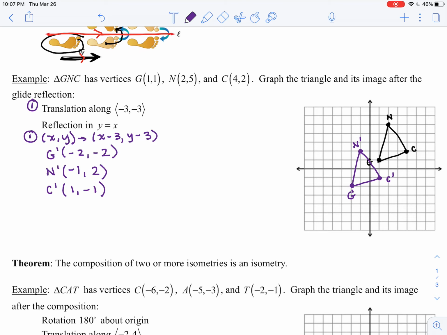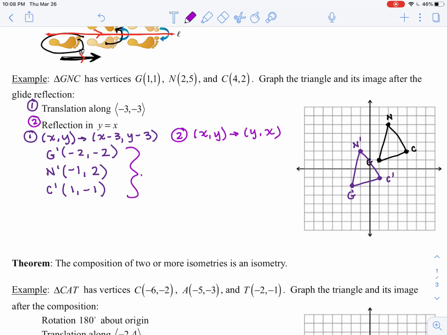But what makes this a glide reflection is that we're now going to use the points G prime, N prime, C prime and perform a second transformation. The second transformation is going to be a reflection in the line y equals x. If you remember from a previous lesson, this takes the coordinates of each vertex and switches the x and the y coordinates. So each point (x, y) becomes (y, x).